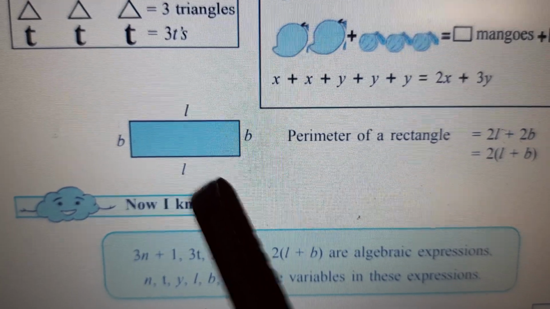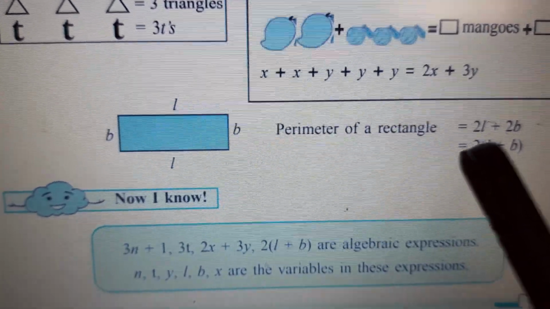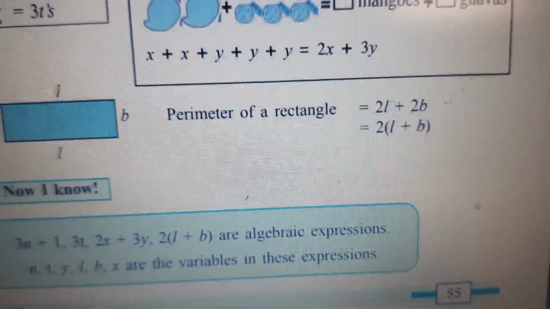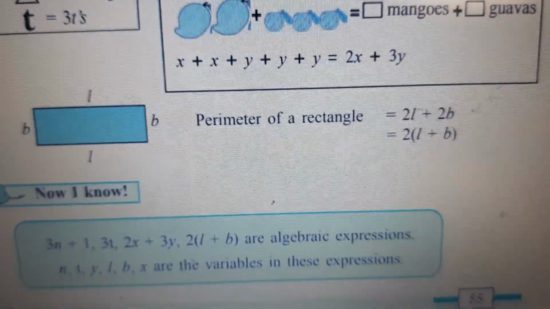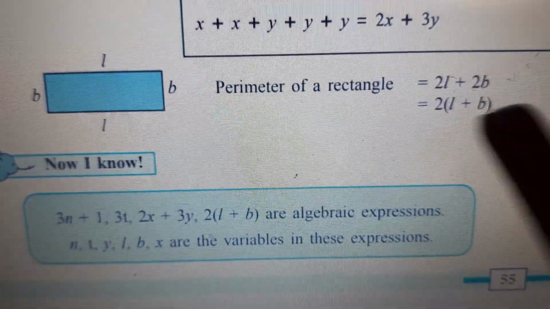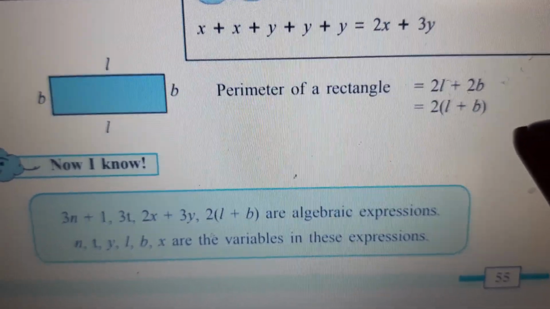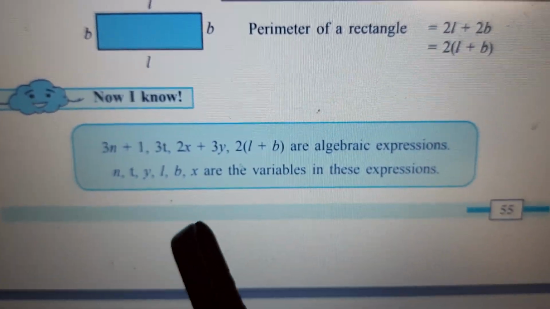Both are lengths, you know that, and these are breadths. So the perimeter of a rectangle, you know, is 2L plus 2B, that is twice length plus twice breadth, which can also be written as 2 bracket L plus B, as 2 is common. Now with this, what do we know?